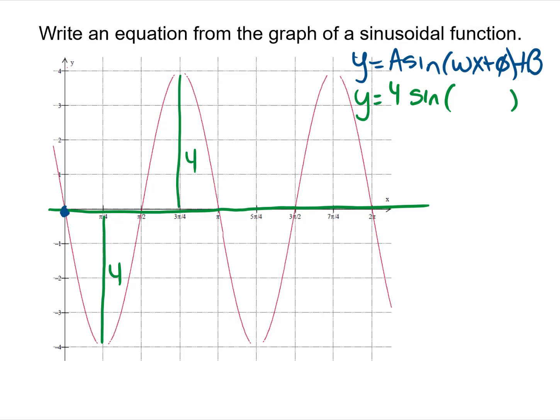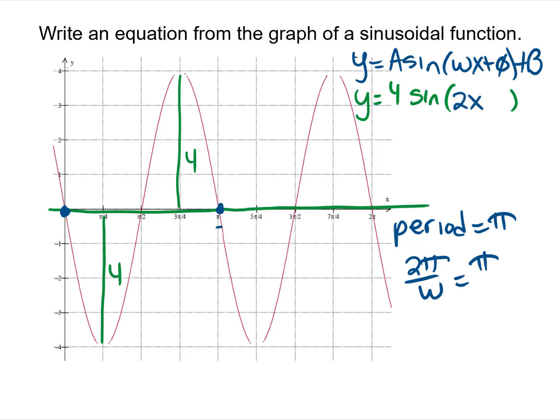All right, the next thing we want to do is figure out the period. So at 0, it's at an intercept. It goes down, up, comes back at pi. So the period equals pi. That means 2 pi over omega needs to equal pi. So we can see omega needs to equal 2, so the 2's would cancel and we would have a pi there. So we're going to have 2x.